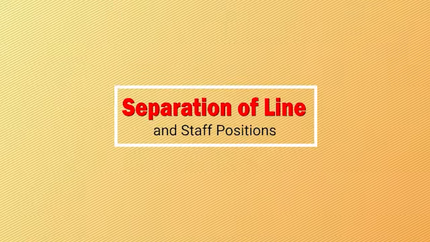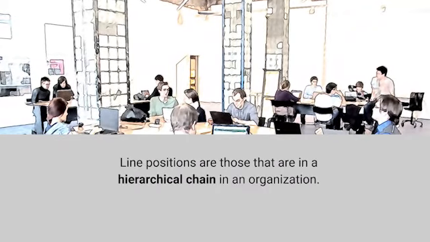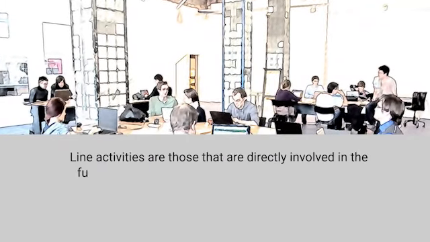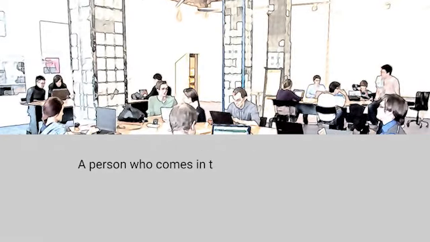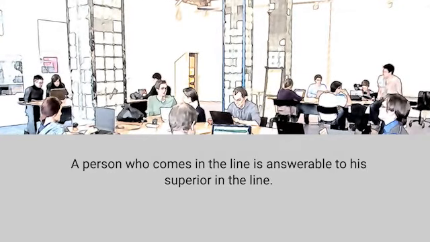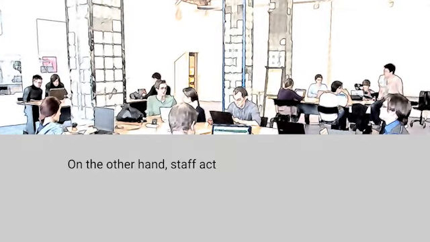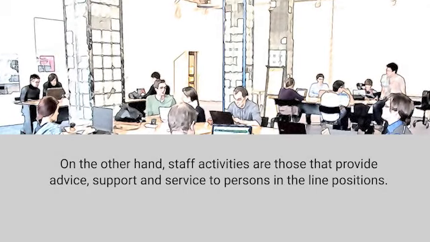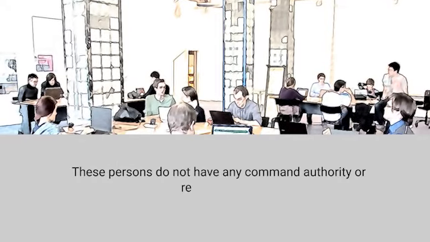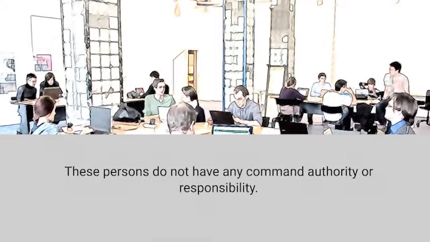Separation of line and staff positions. Line positions are those that are in the hierarchical chain in an organization. Line activities are those that are directly involved in the fulfillment of tasks assigned to a person who comes under the line. A person who comes in the line is answerable to his superior in the line. On the other hand, staff activities are those that provide advice, support, and service to persons in the line positions. These persons do not have any command authority or responsibility, as we have discussed in the past principles.